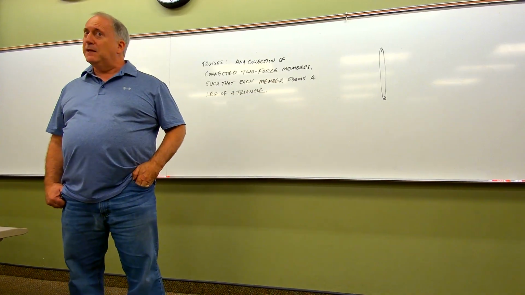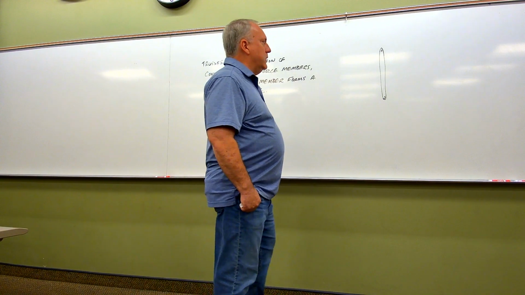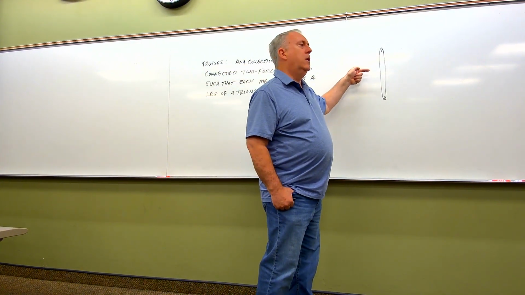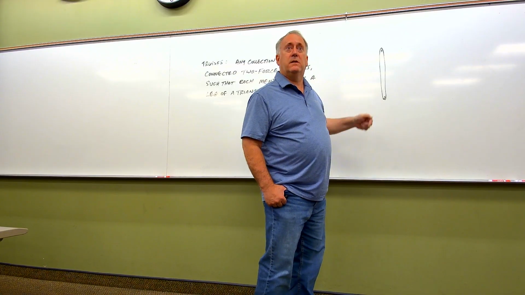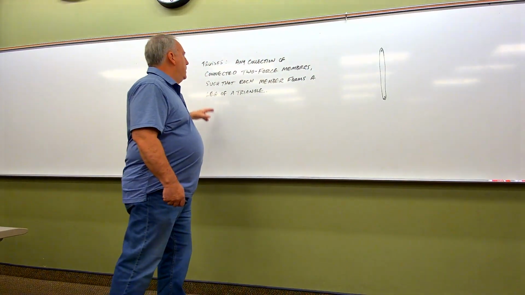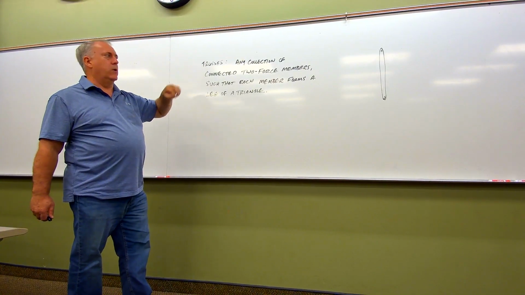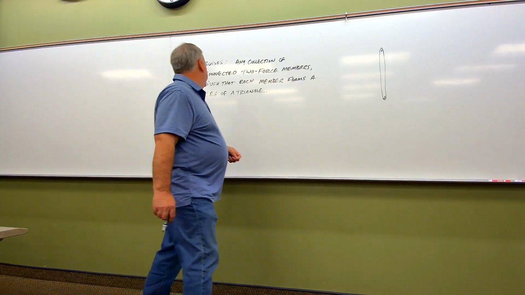How do we get around that? Simple. In a truss with a two-force member, if there's a load applied, we don't apply it on the two-force member. We apply it on the pin. All right, so we're going to see that as we go along. But back to the definition. Any collection, connected by pins, of course, of two-force members such that each member forms a leg of a triangle.